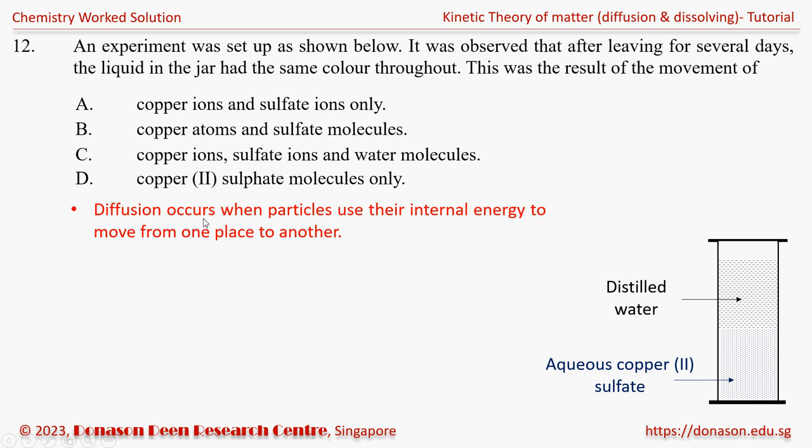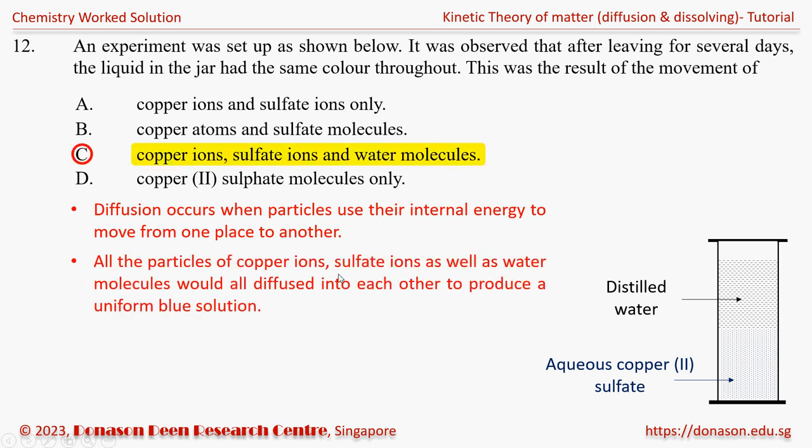Okay, so diffusion occurs when particles use their internal energy to move from one place to another. So in this case we are talking about water molecules, copper 2 ions as well as sulfate ions, which is an anion. So all the particles of copper ions, sulfate ions as well as water molecules would all diffuse into each other to produce a uniformly blue color solution. So the answer for this is copper ion, sulfate ion and water molecules.